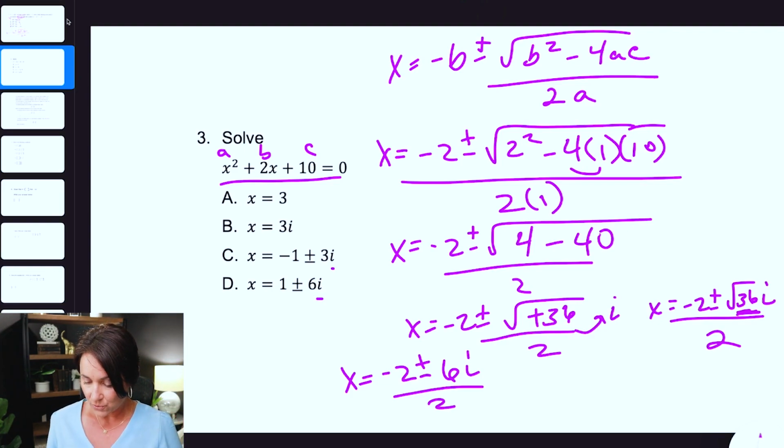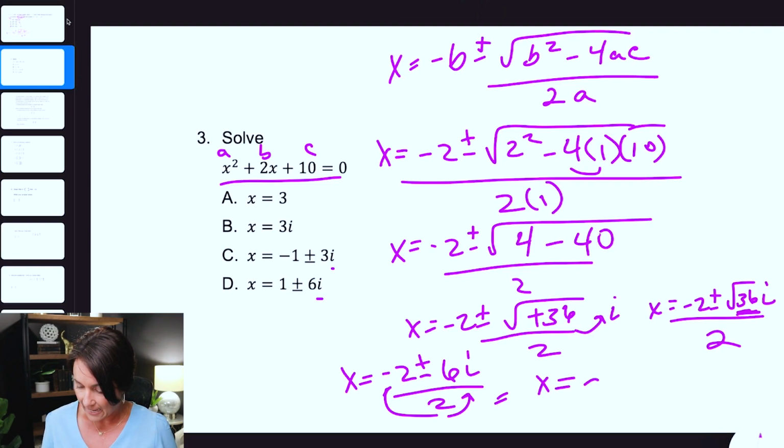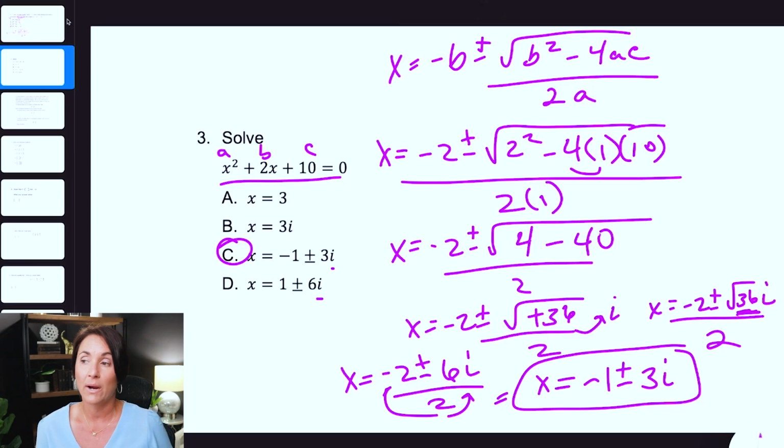If I'm looking at my answer choices here, I don't see any 6s or 2s. I have to reduce this fraction. And when I do, I divide 2 into everything here, and I get x equals negative 1 plus or minus 3i. There it is, C. All right, so it is a process. Probably on the exam, it'll be kind of even, like that negative 36. You know you're going to have to use these imaginary numbers. They're in the answer choices. You've got to look at those answer choices, and that's going to help you out here, okay?